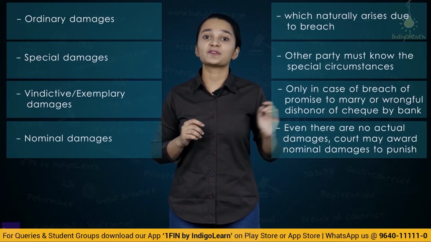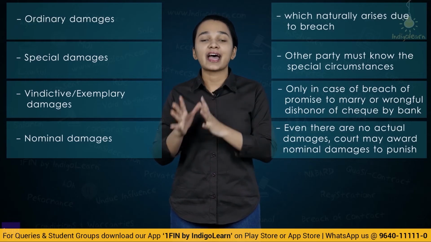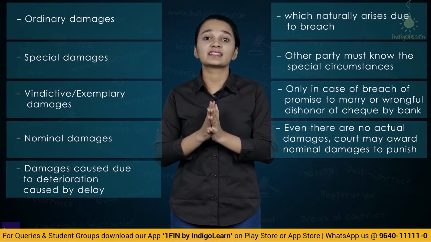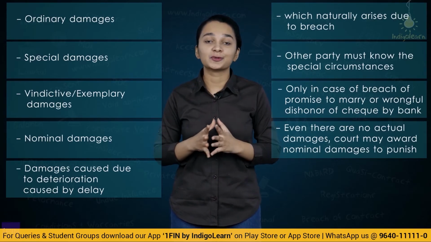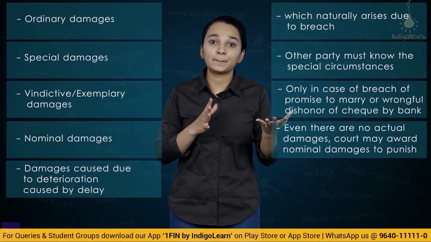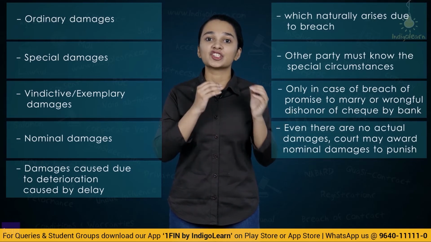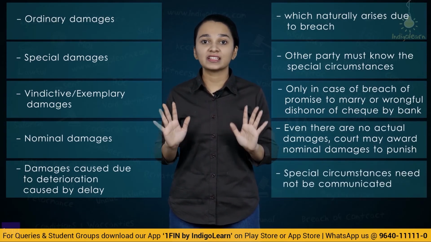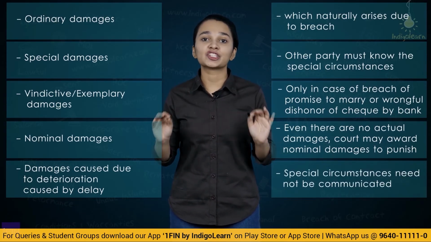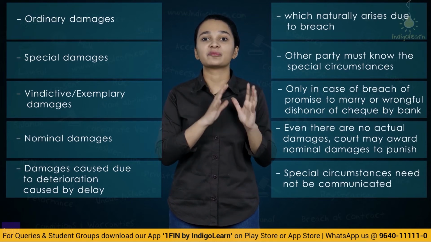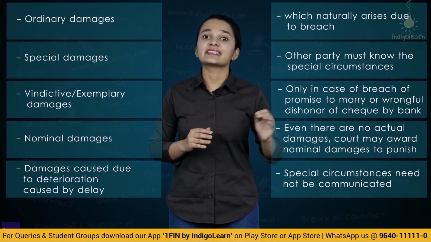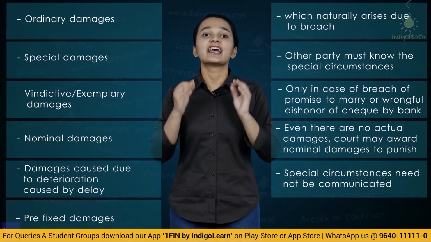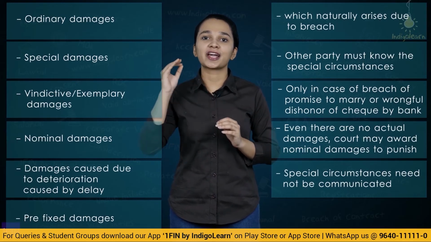After this, the next type of damage which we have understood is damage caused due to deterioration by delay. So when there is a damage to the quality of the goods because of the delay which has happened, in that situation as well, damages can be claimed, and for claiming these damages, no special notice has to be given, no special information has to be communicated in order to claim these type of damages. And the next type of damage are prefixed damages. So as the name itself suggests, they are fixed at the time when the contract was made.